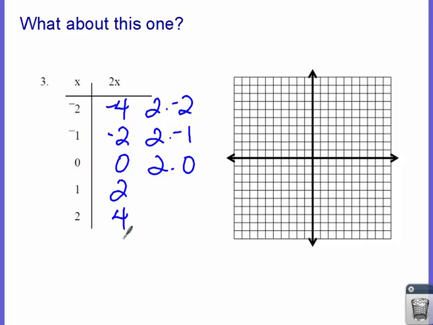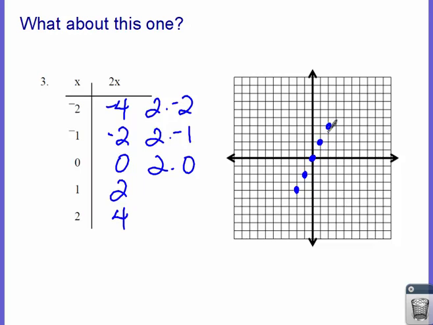So now this time I'm going to graph it on a graph like you'll have on your assignment. Okay, so the first one says from the origin, go left 2, down 4. Left 2, down 4. Put a dot. Okay, the next one says left 1, down 2. Put a dot. And then 0, 0 is the origin, so we place one on the origin. And then right 1, up 2. And then right 2, up 4.